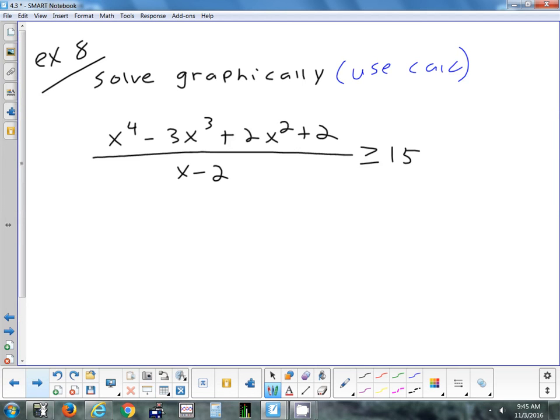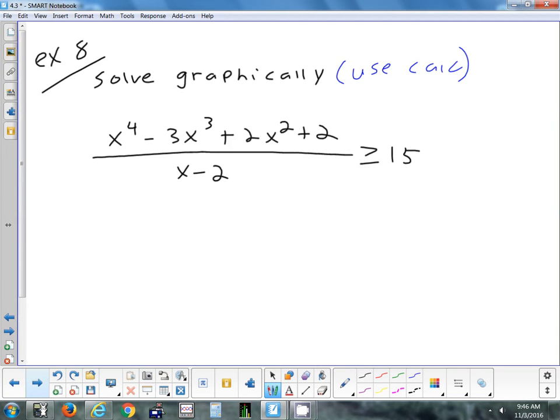All right, so there's a couple ways I can do this. One, I can do it the way it is. Type what's on the left in y1, type what's on the right in y2, and then see where y1 is greater than or equal to y2. What's another way you could do it? Kind of like the approach we just took with the quadratic equations.